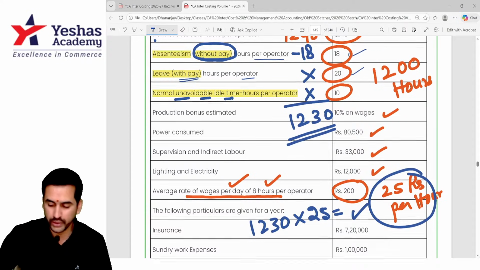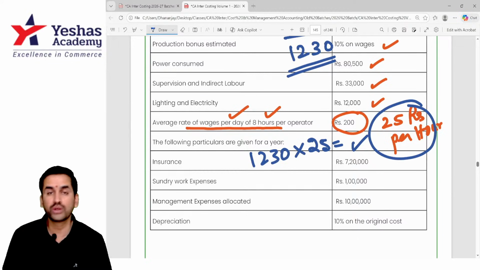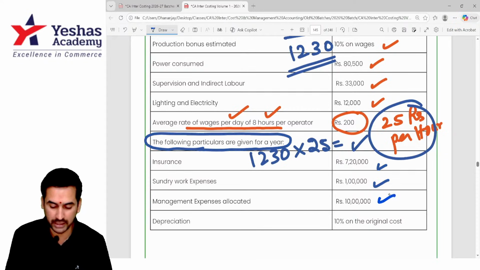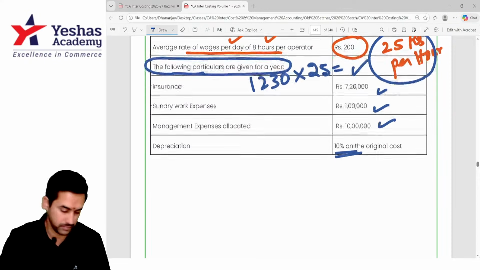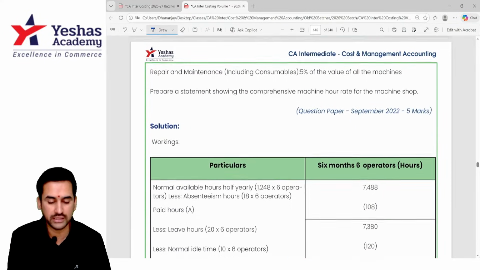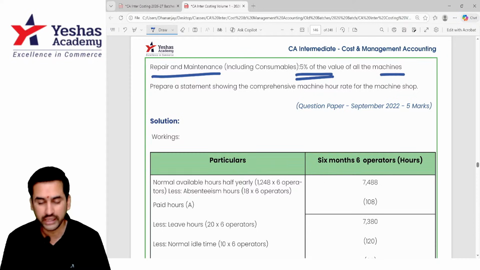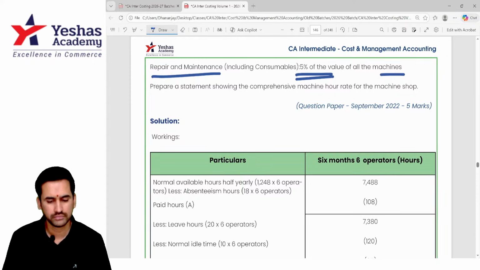Done. Moving on. But all of this is only for 6 months. Keep in mind. The following expenses are given for full year: insurance, sundry, management expense, depreciation. All of this is per annum. Correct. From here, things will be easy. Repair and maintenance will be 5% of value of the machine. So whatever is the value of the machine into 5%, doable.